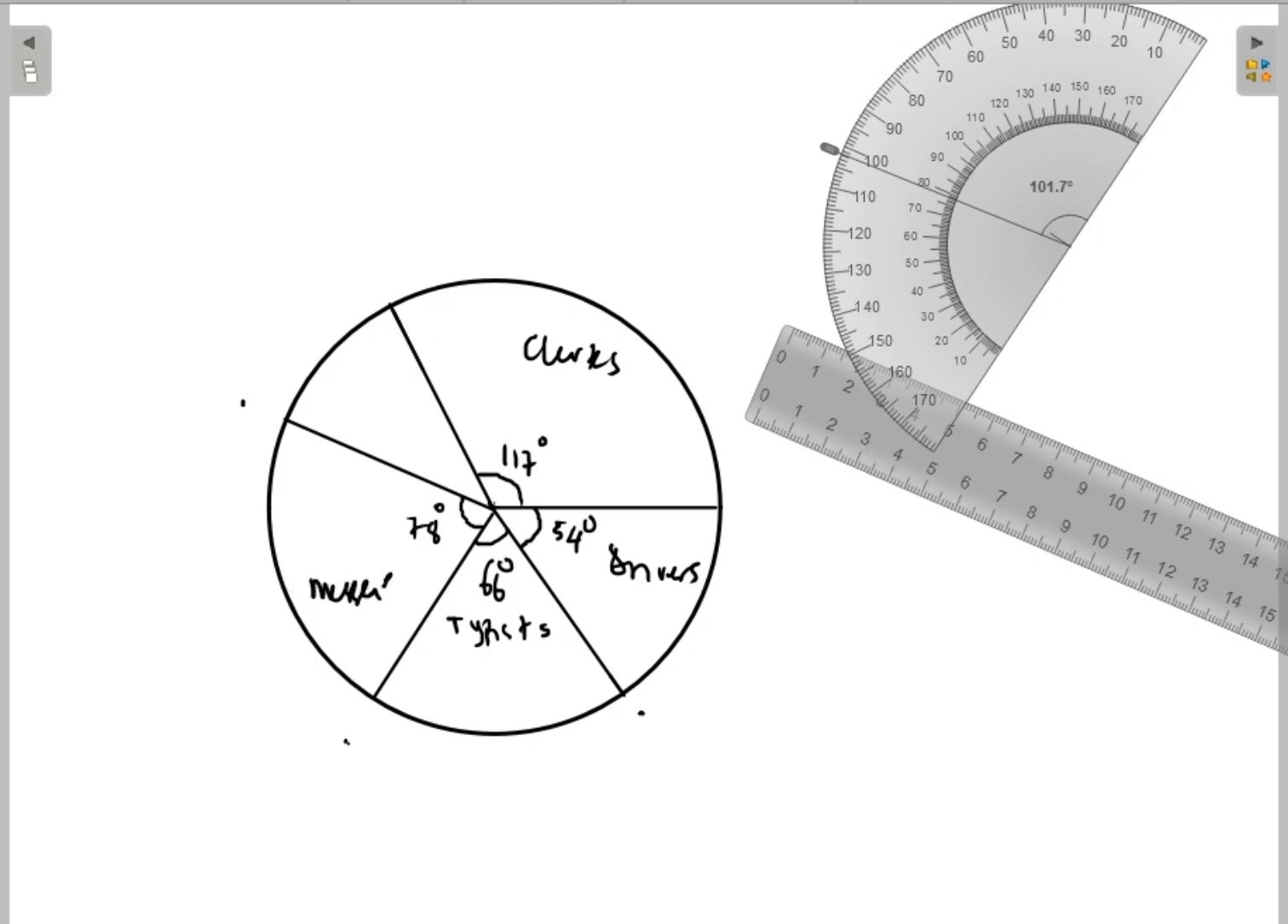Now the last one is others. You don't need to measure it. This is the last one. If properly drawn, this one, others, is 45 degrees. If you measure this, you see automatically it is 45 degrees. So this is how to draw a pie chart and to represent data on a pie chart.